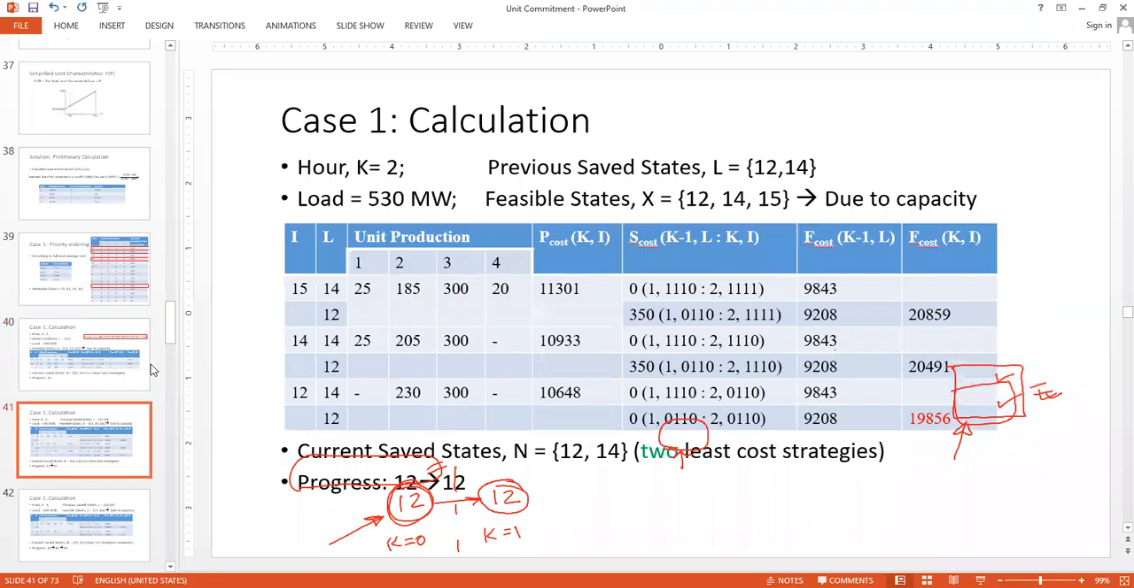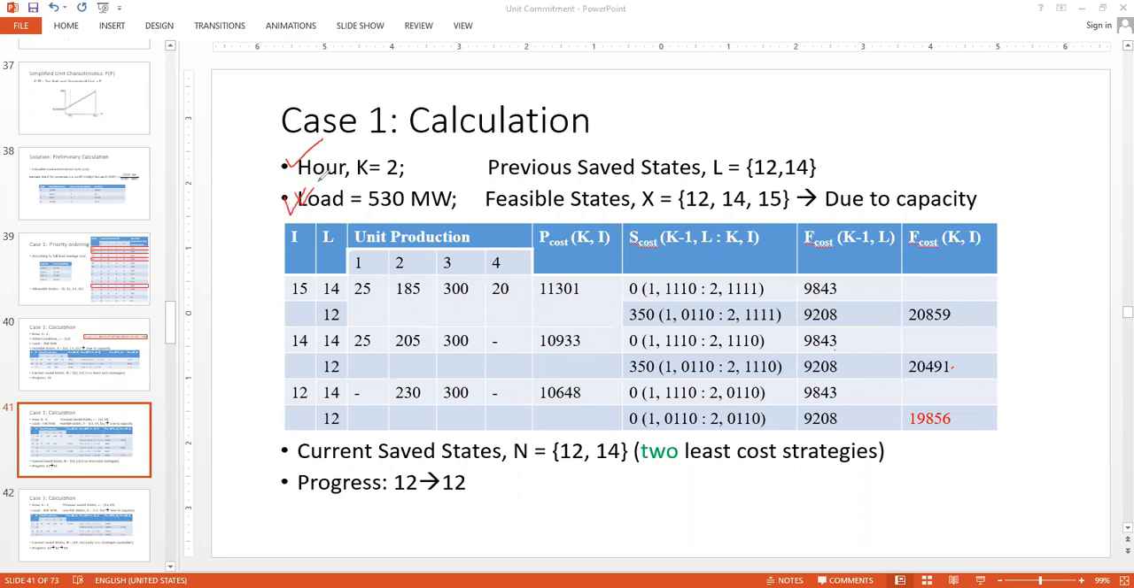Let's go to hour number 2. Once we understand the hour number 1 calculation, the remaining ones are actually identical. I will go through a few of the hours. The remaining hours you would probably be able to complete on your own. So let's take hour number 2 in detail. In hour number 2, our load demand has increased to 530. We previously saved the states, and those previously saved states are denoted by L. So now you know what L actually is.